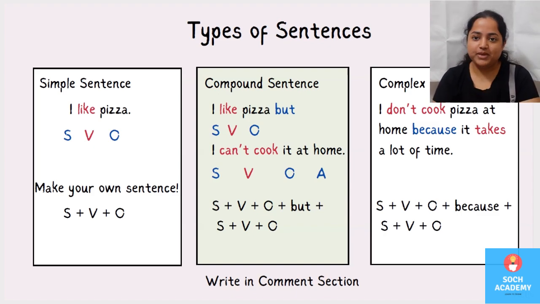Now it's your turn. Make your own sentence. I have given you the formula: SVO for simple, SVO plus but plus SVO for compound, and SVO plus because plus SVO for complex. So make sentences and write them in the comment section down below.